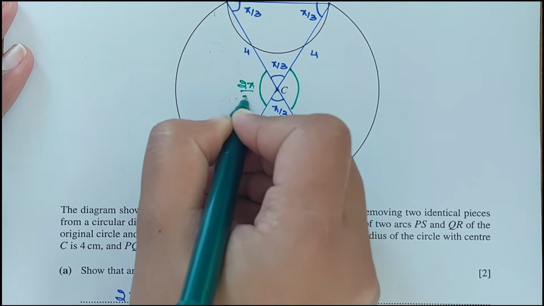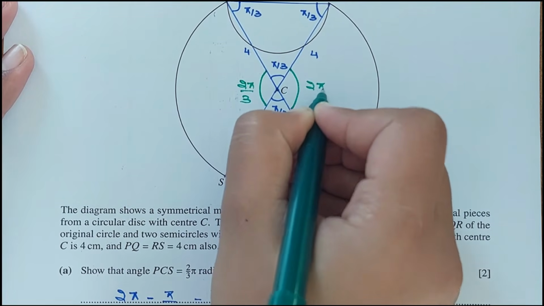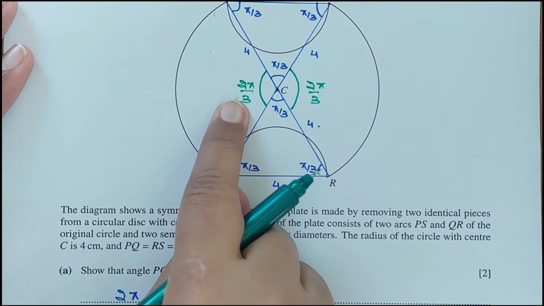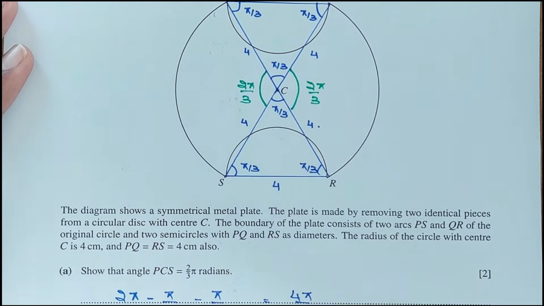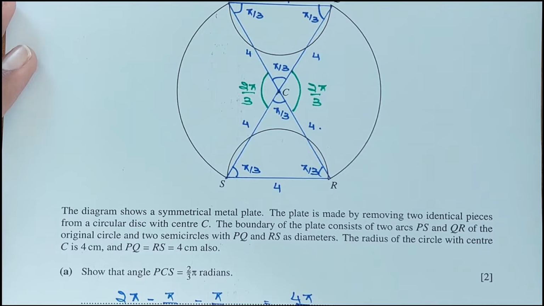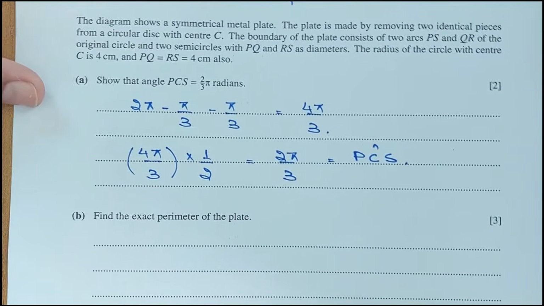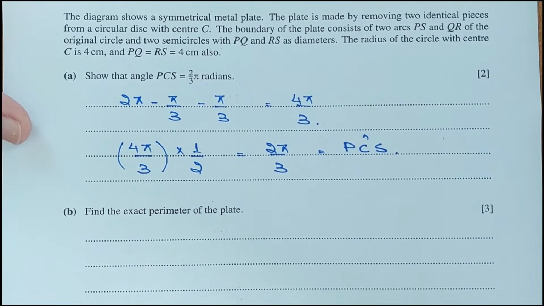2 pi over 3, and this is also 2 pi over 3. And the sum of 2 pi by 3, pi by 3, 2 pi by 3, and pi by 3 is equal to 2 pi, the circumference of a circle. Now moving to part B, find the exact perimeter of the plate.